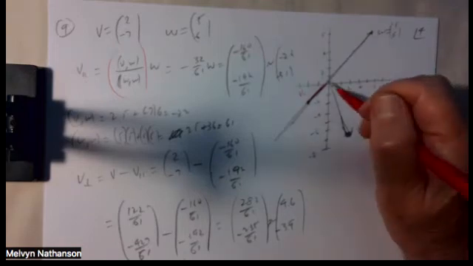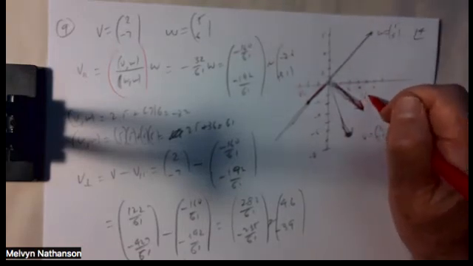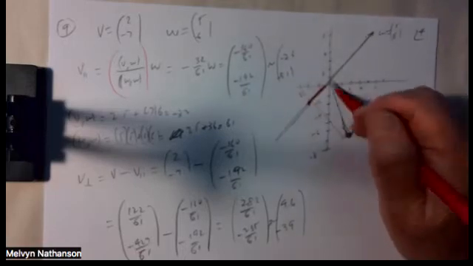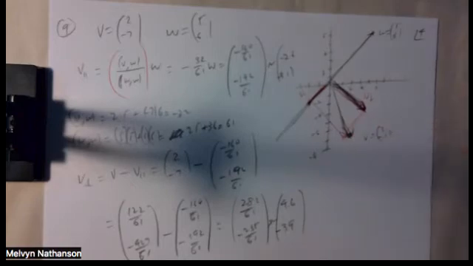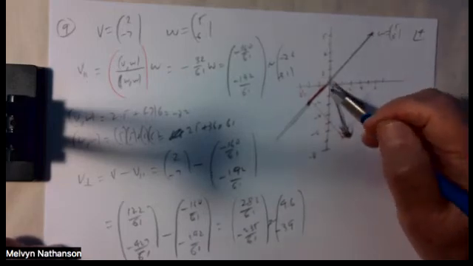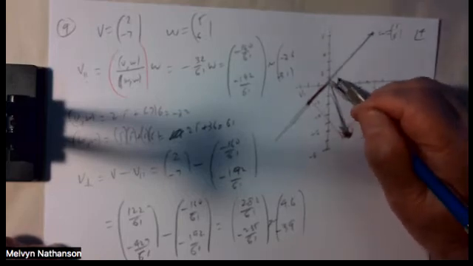So this is the perpendicular component. And if you add this plus this, you should get your V. Right? So here's my vector V. This is the component parallel to W, and this is the component perpendicular to W.